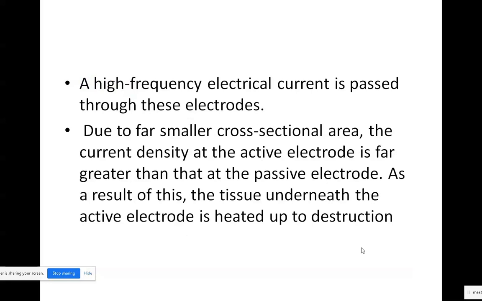Due to the far smaller cross-sectional area, the current density at the active electrode is far greater than at the passive electrode. So the current density value will be high in the active electrode rather than your passive electrode because of its small cross-sectional area. As a result, the tissue underneath the active electrode is heated up to destruction. So the part underneath the active electrode will get heated. Okay, heating effect.